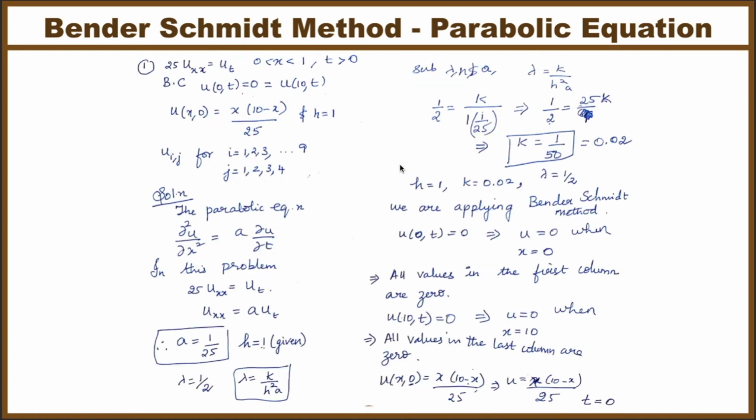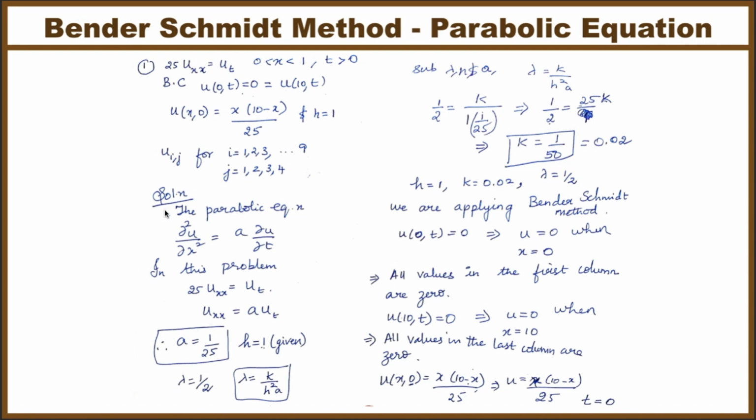So the sum using the problem is we have to solve 25 uxx is equal to ut, where x lies between 0 and 10 and t is greater than 0, with the boundary conditions u of 0 comma t equal to 0, u of 10 comma t equal to 0, and u of x comma 0 is equal to x into 10 minus x divided by 25, and h is equal to 1 and k suitably. We have to find u i comma j for i is equal to 1, 2, 3, etc. till 9, and j is equal to 1, 2, 3, 4.